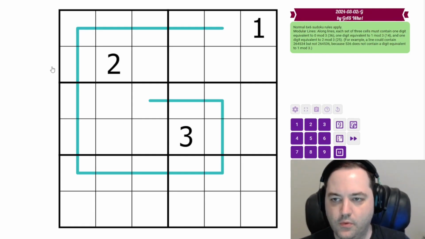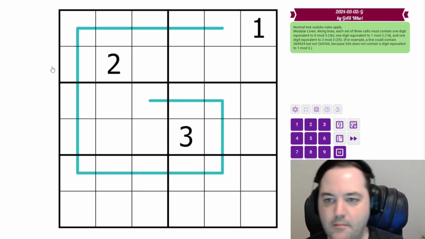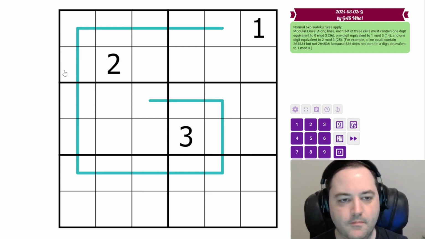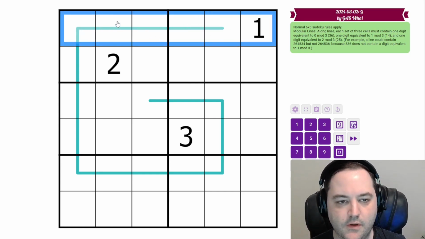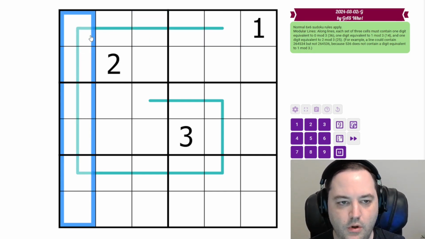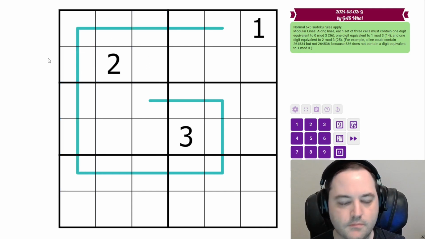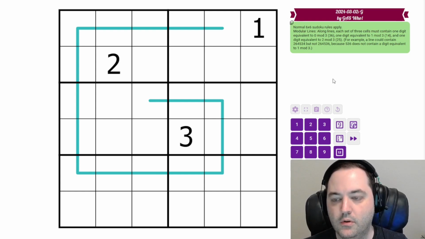So the first one is the G, and it is a Modular Lines Sudoku. So all of these are 6x6. We're going to have normal 6x6 rules, 1 to 6 in each row, column, and 2x3 box. Additionally, in this puzzle we have modular lines. So this can be confusing if you're not familiar with the math term. Modular in this context is talking about remainders.